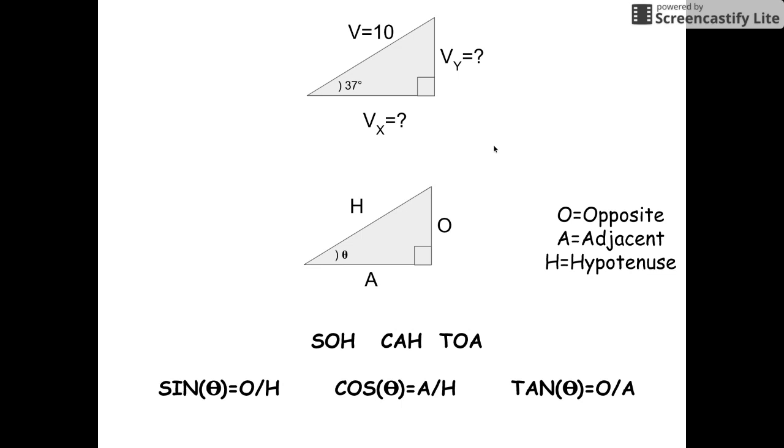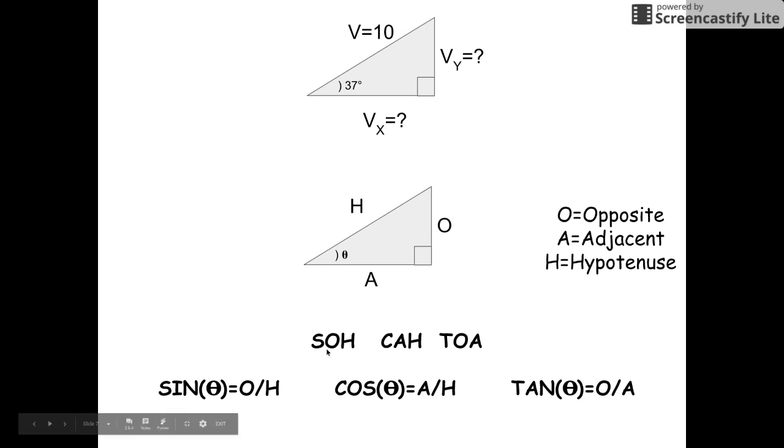In math class, you learned that if you have a right triangle with an angle theta, that right triangle has different sides, which are described as the hypotenuse, the opposite side, and the adjacent side. And those are shown in the picture. Your math teachers always teach you about SOHCAHTOA. And SOHCAHTOA is a way to remember the trig relationships.